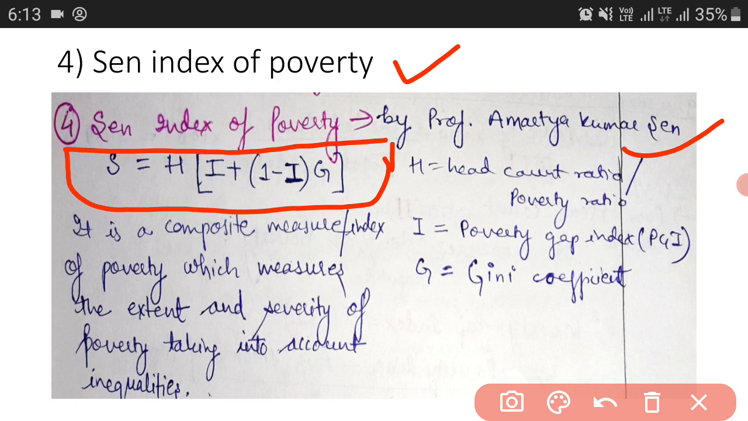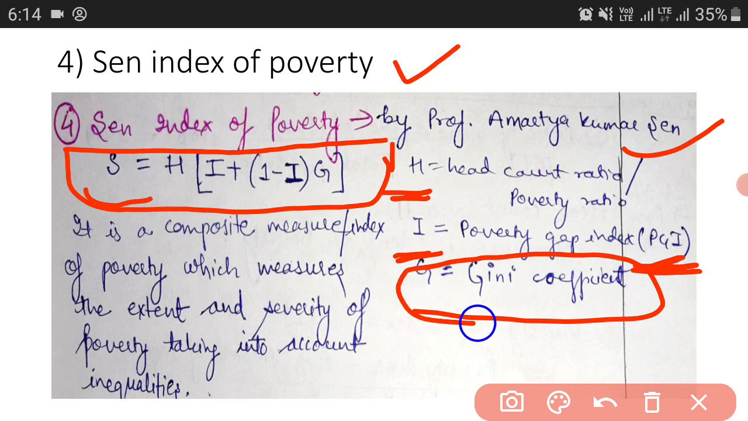The formula is S equals H inside the bracket I plus 1 minus I into G, close the bracket. So here the S is standing for the Sen index, and this H here is your head count ratio or the poverty ratio that we already talked about, the first method, and this I here stands for the poverty gap index, the second one, and the G here stands for the Gini coefficient.